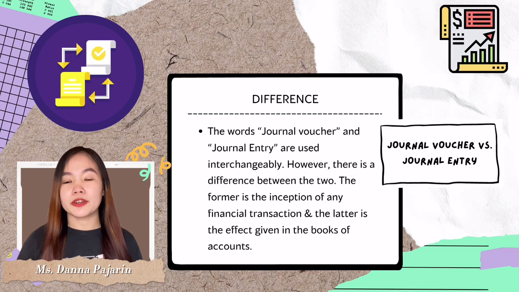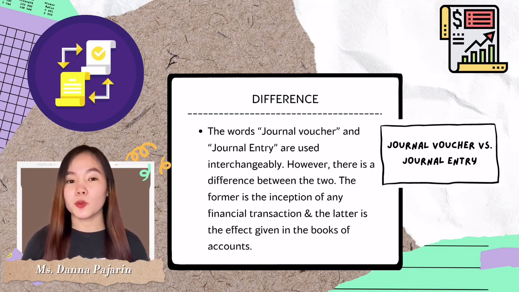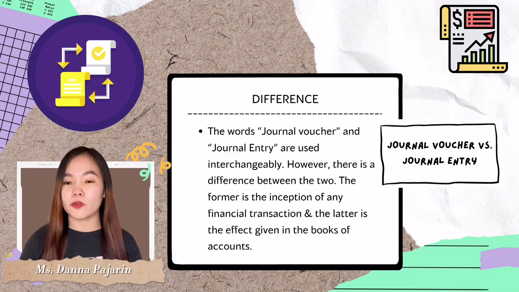What is the difference between the journal voucher and the journal entry? The words journal voucher and journal entry are used interchangeably. However, there is a difference between the two. The former is the inception of any financial transaction and the latter is the effect given in the books of accounts. Journal entry is recorded in the journal like the primary books of accounts, while vouchers are recorded documents kept as evidence for the journal entry.